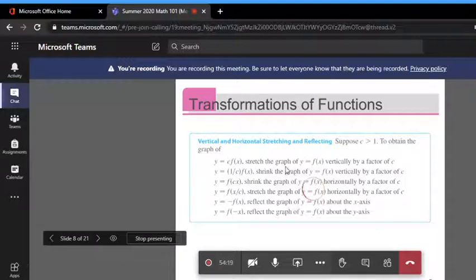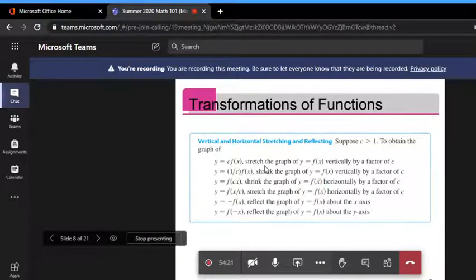Okay? So this is it. And if you multiply f of x by a factor of c, it is stretching, because c is a big number. Let's say 5 times f. 5 times f is going to be a stretched version of f, of course, right?